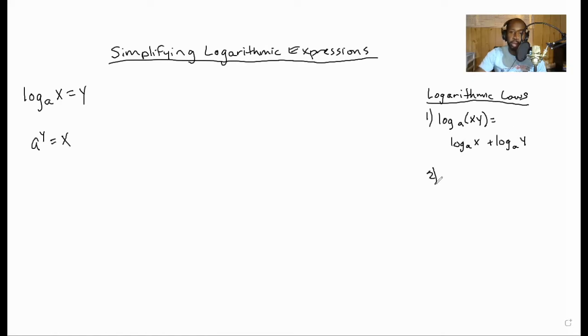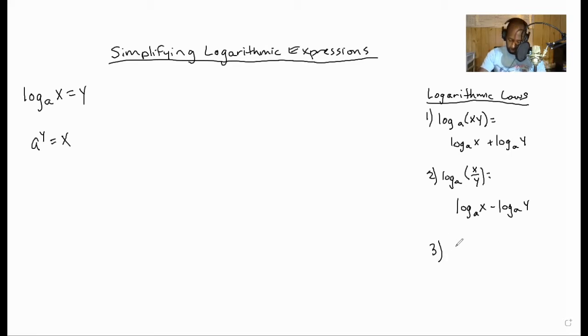The second law is as follows. If you have log base a of something divided by something, x over y, that's the same as log of the top one minus log of the bottom one. And like I said before, that's a vice versa kind of thing too.